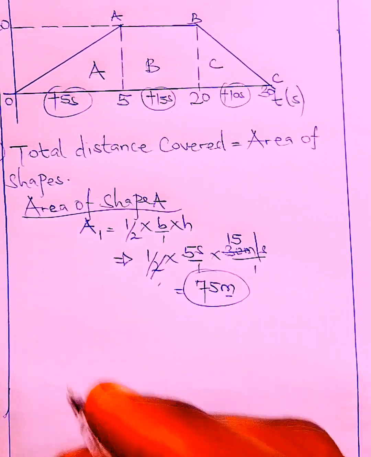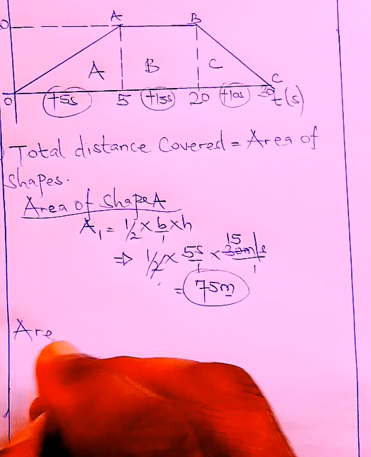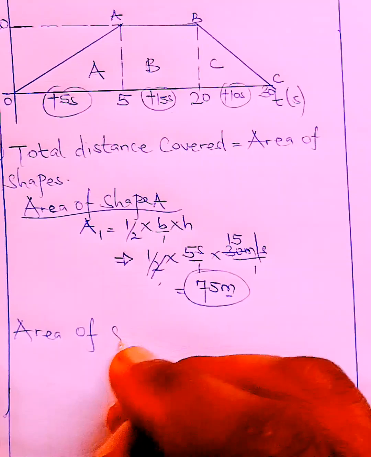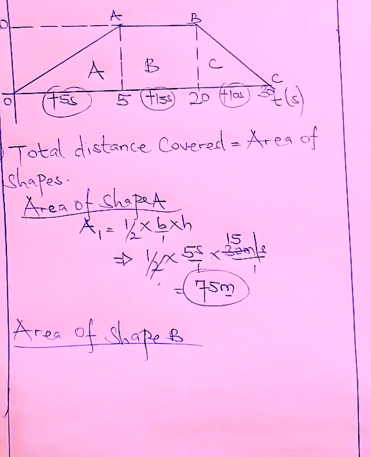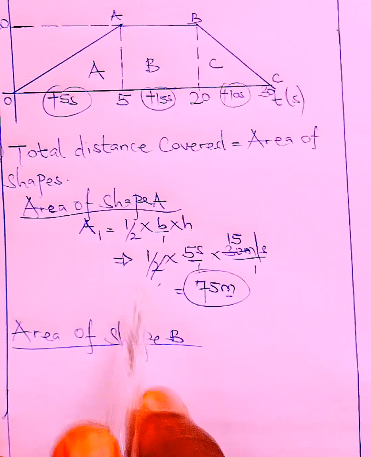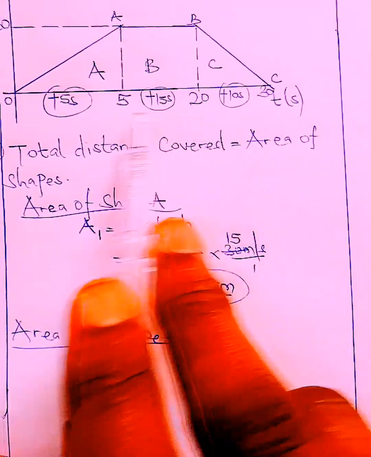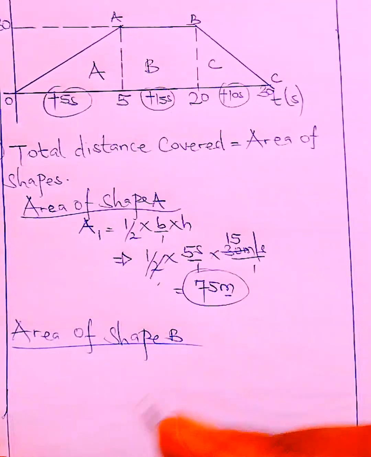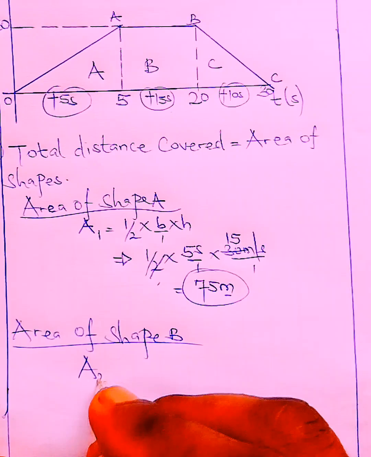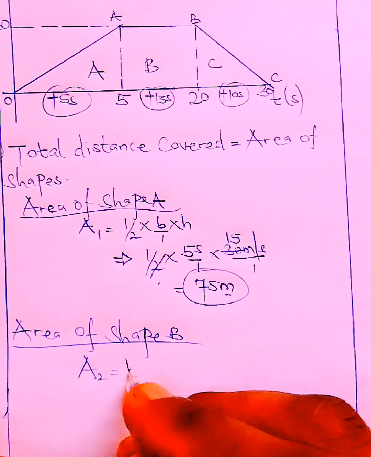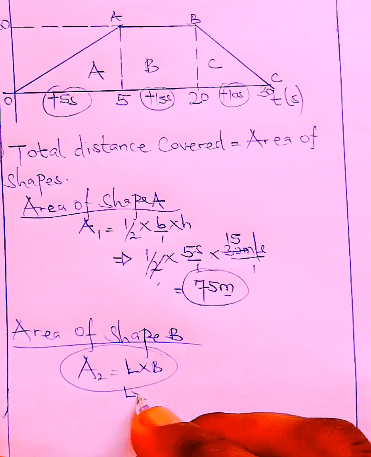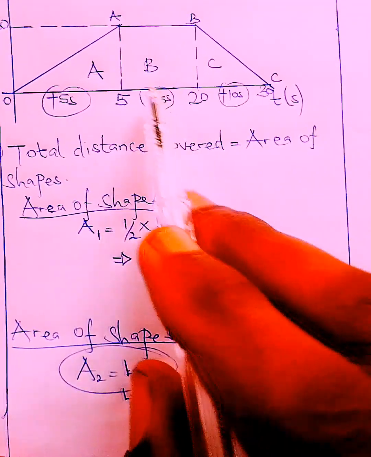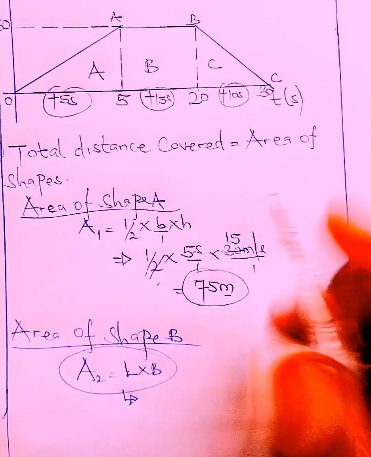So the next thing we're going to get is the area of shape B. Don't forget, shape B is a rectangle. Shape A is a triangle, shape B is a rectangle. So the area of shape B, area 2, is just length times breadth. That's it. So what's the length? The length is what we have here, which is 30 meters per second.